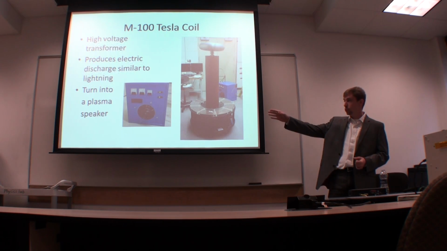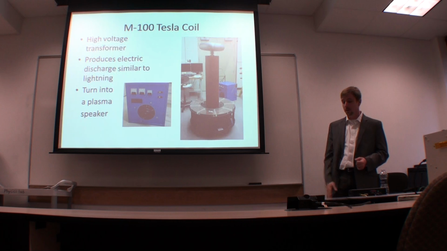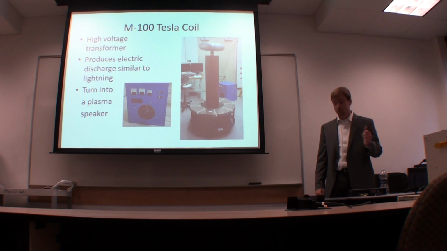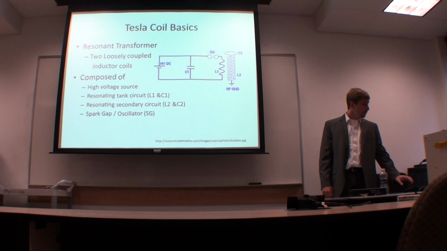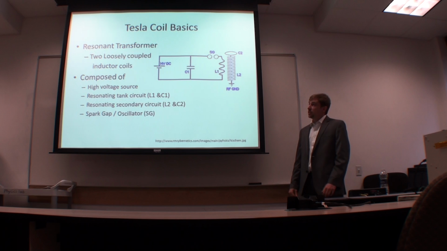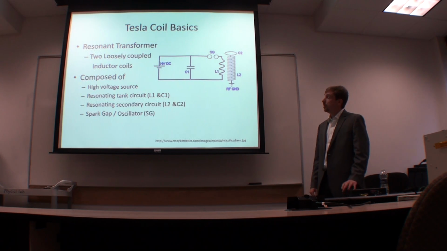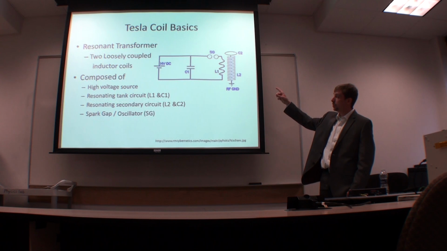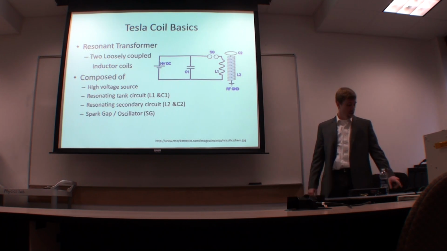So you can see the control box there. This runs on a 220 volt line. And it's a pretty big Tesla coil. So some basics about a Tesla coil. Essentially what you have is a resonant transformer, and that is two loosely coupled inductors, L1 and L2, and you can see those on the previous page.